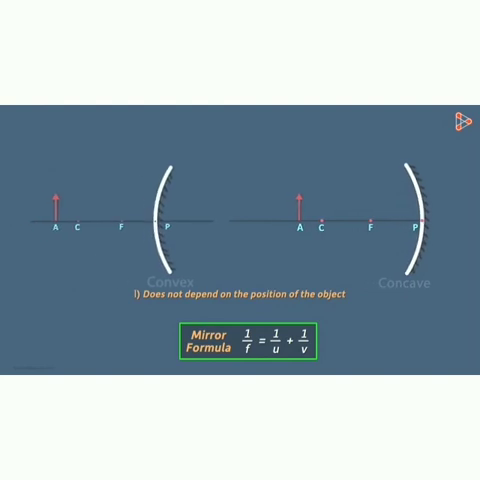What will happen if we use a convex mirror instead of a concave mirror? Again it wouldn't change our formula. It will be the same whether we use a concave mirror or a convex mirror. The mirror formula holds true for any kind of spherical mirror. Let us move on to the derivation. There are many ways to derive the mirror equation, and I am going to use a simple method.